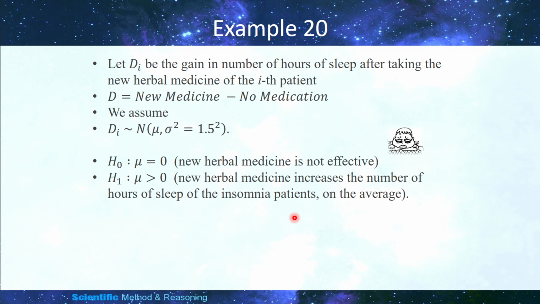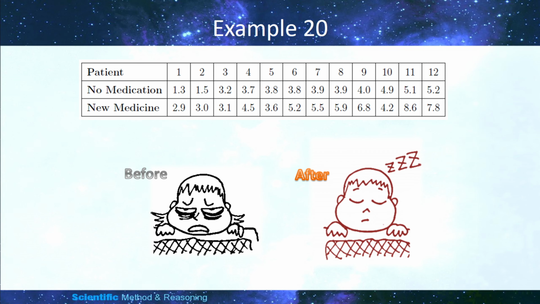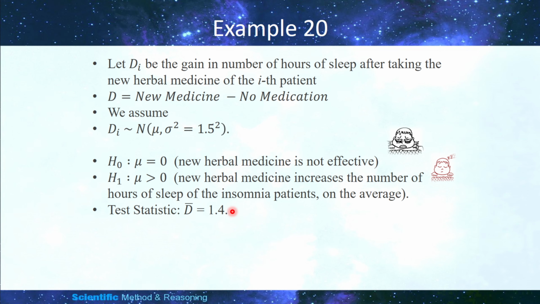And in the last example, I didn't do the calculation, but what you should do is take the differences of the 12 pairs, and then compute the mean of the D_i's. You can do that, and the test statistic, the sample mean of the differences, is 1.4 and is greater than 0. But the question is whether the sample mean 1.4 is large enough to reject the null hypothesis that the new herbal medicine is not effective.